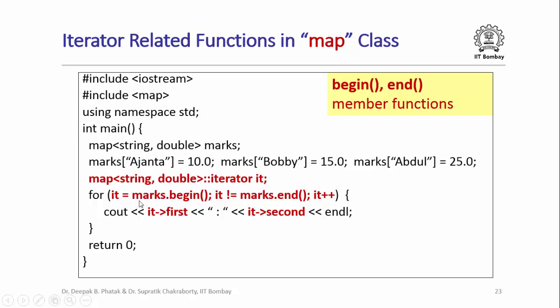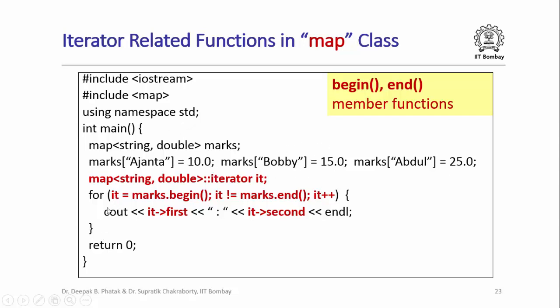So I'm going to say it is marks.begin. This will return an iterator or an abstract pointer to the first element in the map. Now what is going to be the first element in the map? Remember that the key value pairs in this map marks are going to be stored sorted by the key. The key here is a string, so we are going to sort the strings lexicographically, and Abdul will come before Ajanta and Ajanta will come before Bobby. So when we try to iterate through this map through this iterator, we will first encounter the pair Abdul 25, then Ajanta 10, and then Bobby 15.